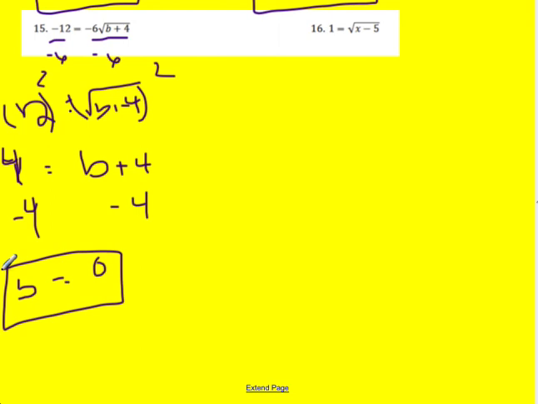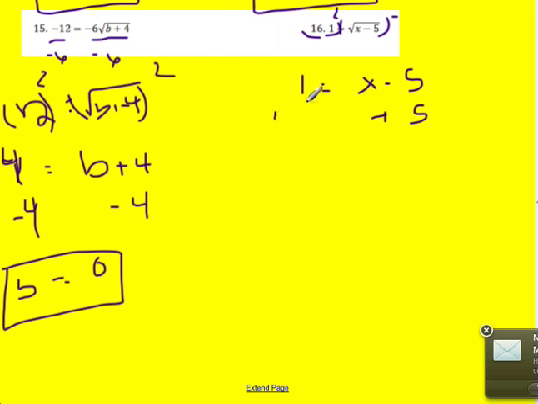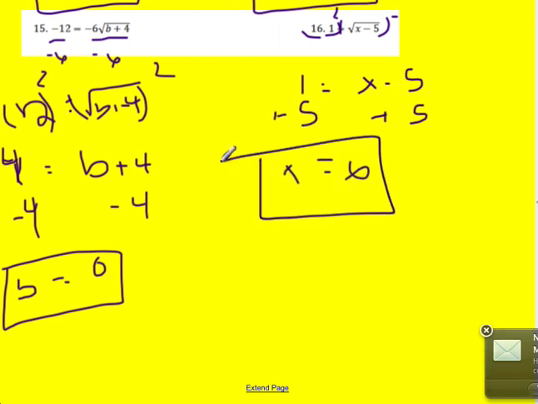And then number 16, they're so nice to us, our radical's already isolated. So I can go ahead and square both sides. Then I end up getting 1 is equal to the square root of x minus 5 squared, which is just going to be x minus 5. So all I have left to do to solve for x is to add 5 to both sides. And then you get that x is equal to 6.